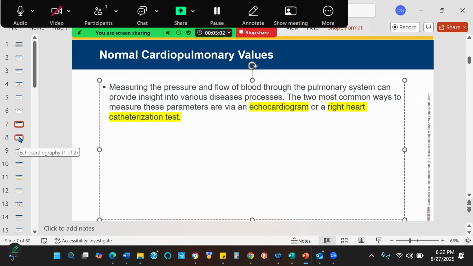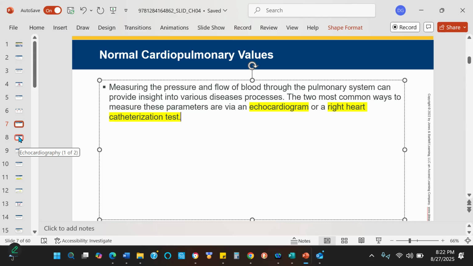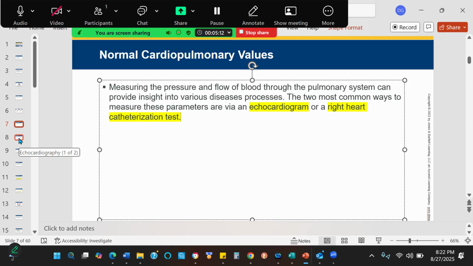It's called a pulmonary artery catheter. At the hospital, you're going to hear people say Swan Ganz, but Swan and Ganz are the names of the two doctors that invented it, and you will not see that on the board exam because they're not going to use a brand name ever on the board exam.